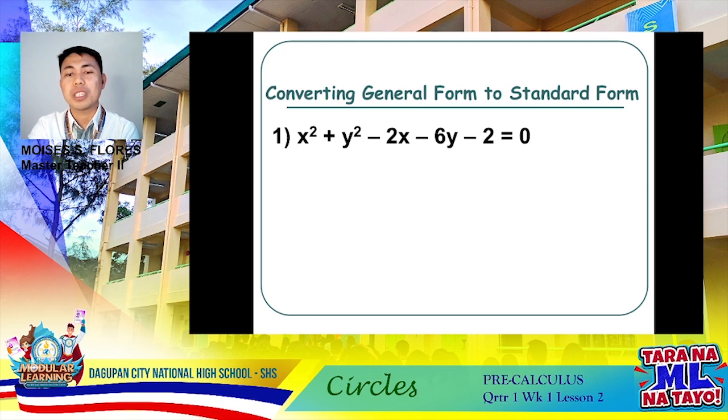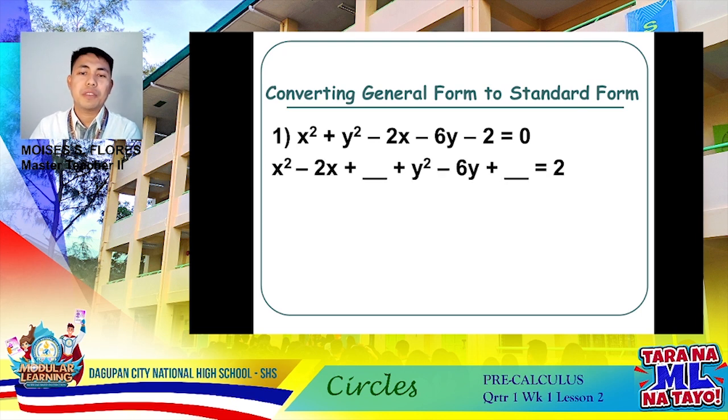So here are our steps. We're going first to arrange. Combine and arrange our variables, the first one is x, and then y, and your constant should always be written on the other side. You notice there that we already have blanks because we are going to apply completing the square.